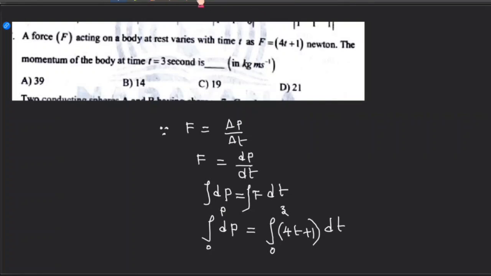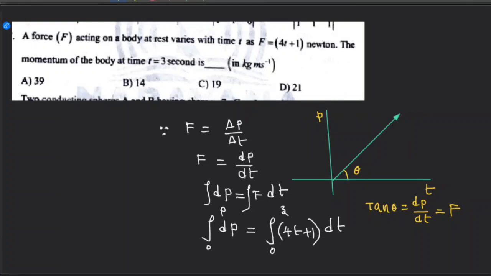And for the next exam, what you have to keep in mind from this concept is the graphs. If there is a momentum versus time graph, with momentum on one axis and time on the other, the slope of this graph is going to be force. So tan theta is equal to dP/dt, and that dP/dt is going to be force.